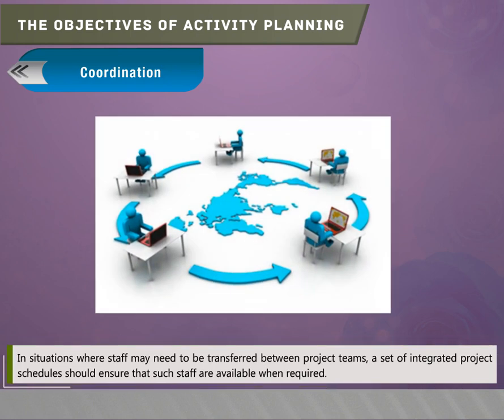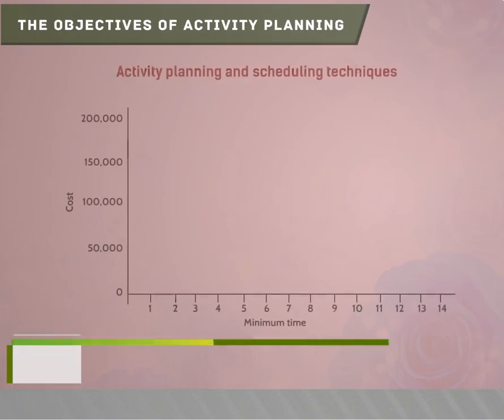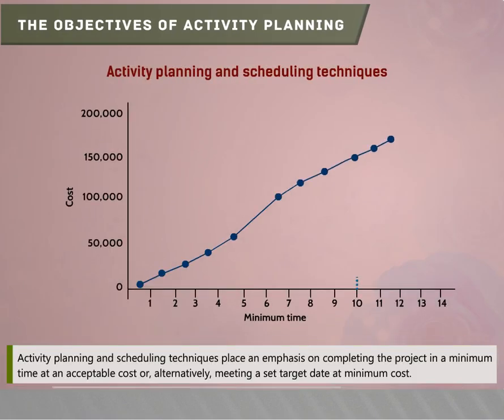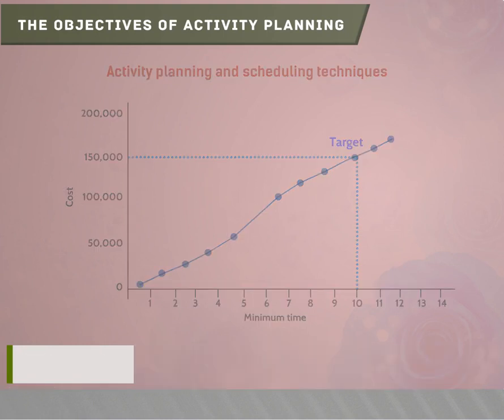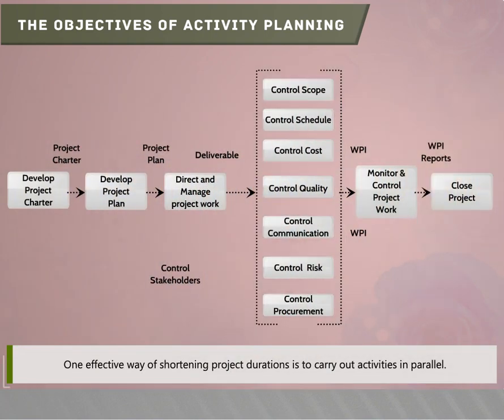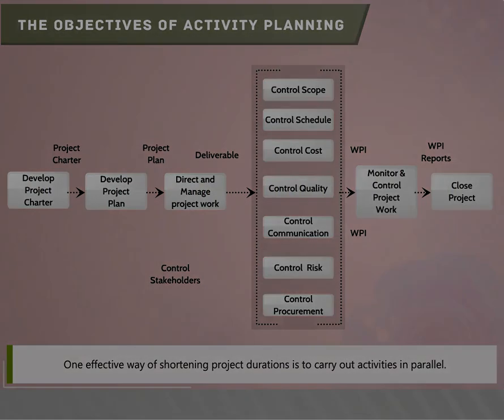In situations where staff may need to be transferred between project teams or work concurrently on more than one project, a set of integrated project schedules should ensure that such staff are available when required and do not suffer periods of enforced idleness. Activity planning and scheduling technique places an emphasis on completing the project in a minimum time at an acceptable cost, or alternatively meeting a set target date at minimum cost. One effective way of shortening project durations is to carry out activities in parallel.